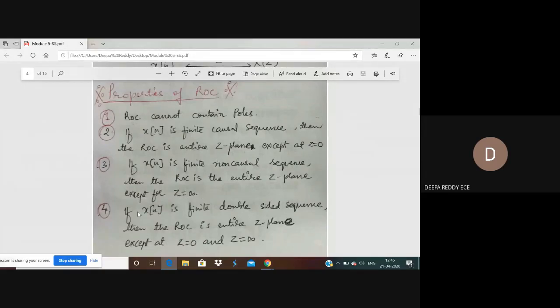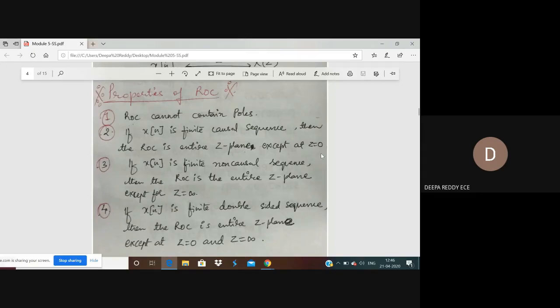Now, there could be a possibility that x of n, which is a sequence, can be double-sided. It exists for positive values, and it also exists for negative values, meaning it's a double-sided sequence. So what will be its ROC? From these two cases, we can come to a conclusion that it should be the entire Z plane excluding 2 points.